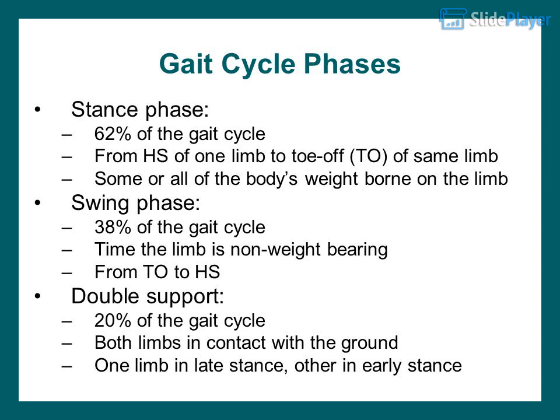Swing phase. 38% of the gait cycle. The time the limb is non-weight bearing, from toe off to HS. Double support. 20% of the gait cycle. Both limbs in contact with the ground. One limb in late stance, the other in early stance.